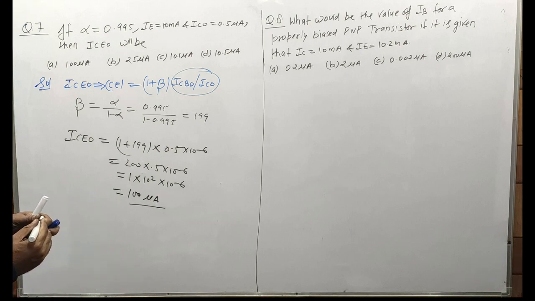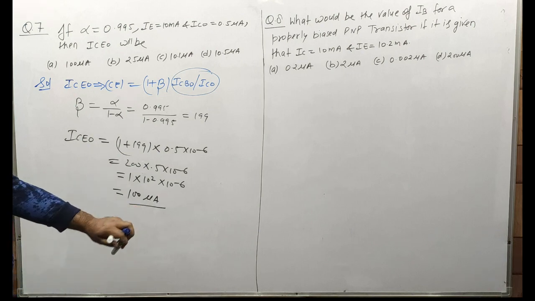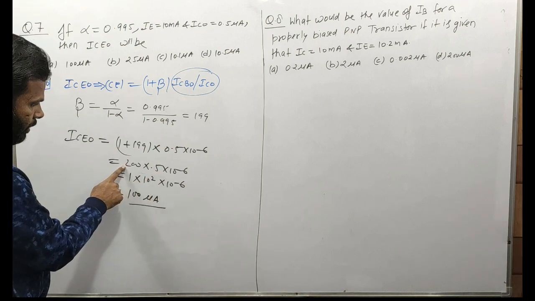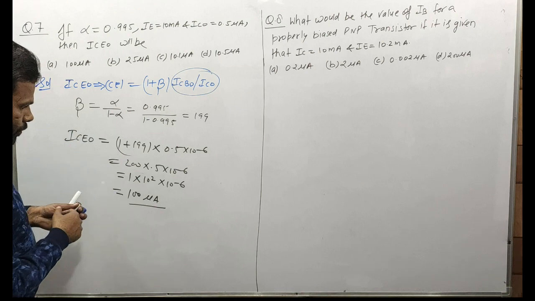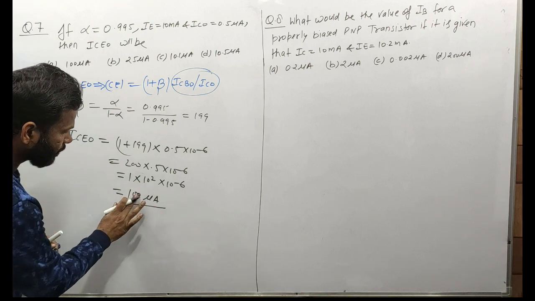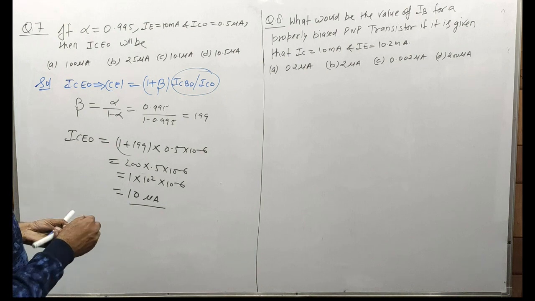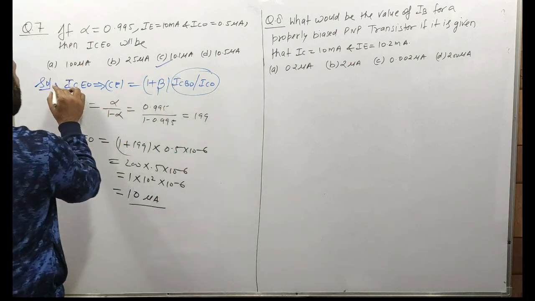Let's check. So I think it is not 100 microampere because 5 to the 10, yeah, it's over. So it is 10 microampere. So it is 10 microampere. Is there any option of 10 microampere? So 10 microampere is given in C option.